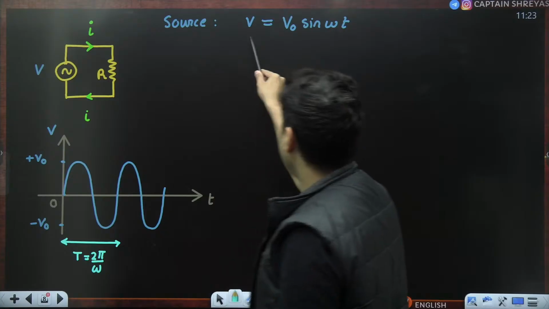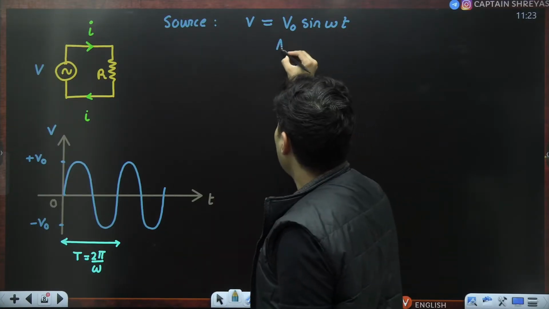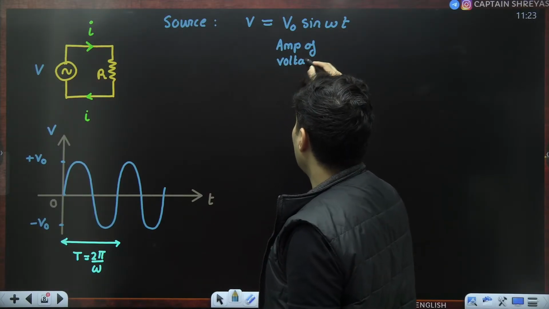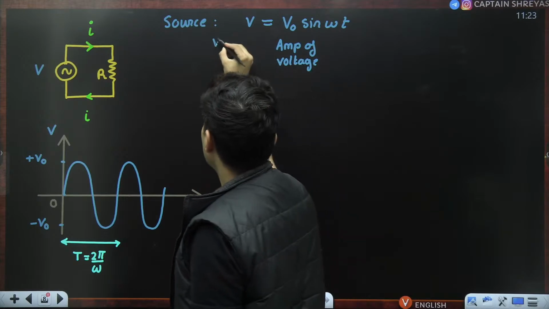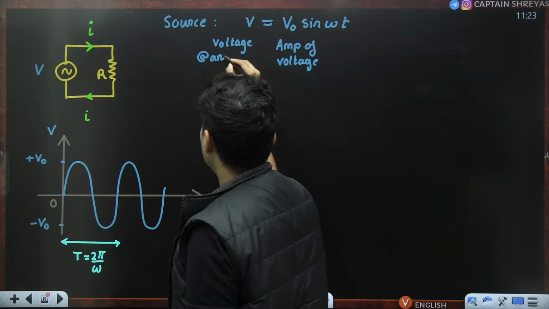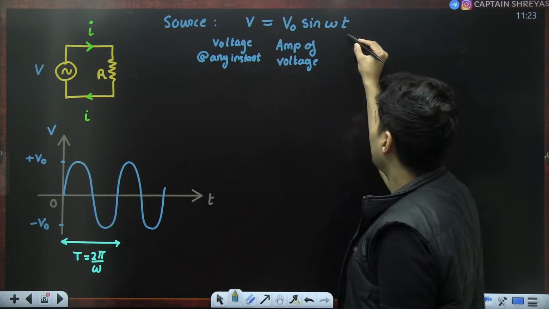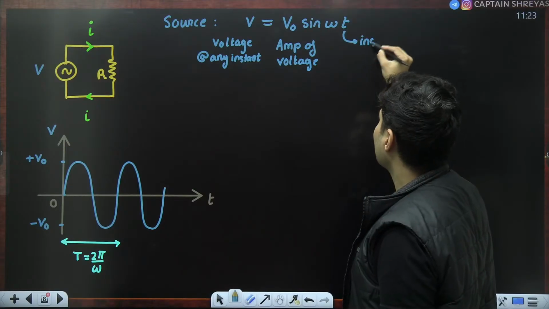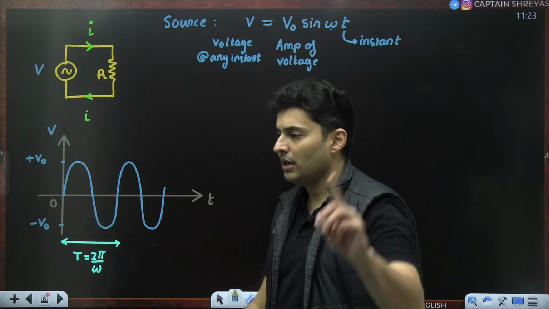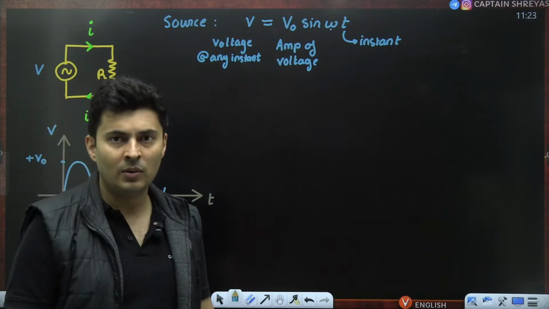Yes, this is why voltage is V0 sine omega t. This V0 stands for the amplitude of the voltage. This over here is the voltage at any instant. That t over here represents that instant of time when you are calculating it. Omega I have already defined and told you before this. Is this clearly understood, how this equation is written down?